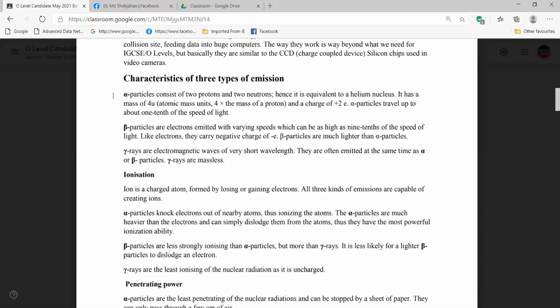Beta particles are less strongly ionizing than alpha particles, but more than gamma rays. It is less likely for a lighter beta particle to dislodge an electron. Gamma rays are the least ionizing of the nuclear radiation as they are uncharged.